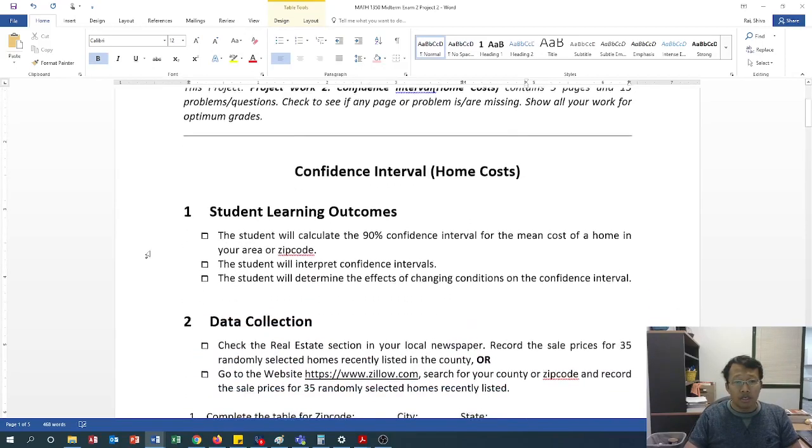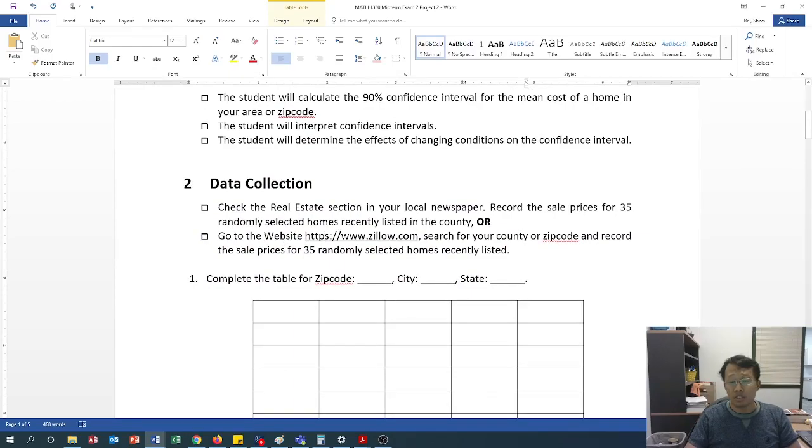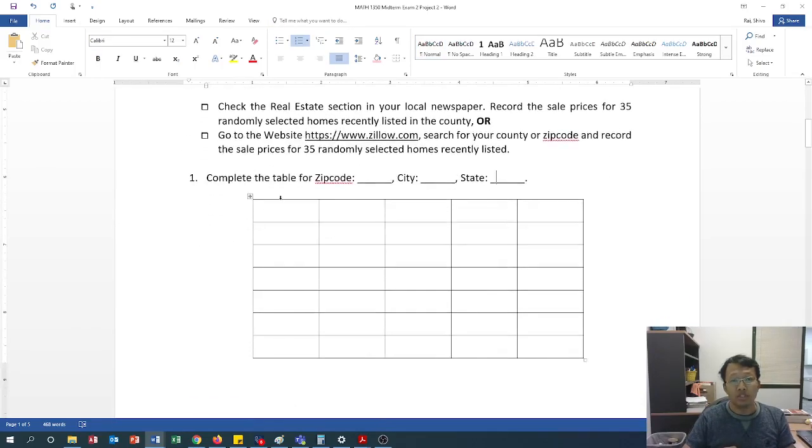First of all, you will go to the website zillow.com and search for your county or zip code, or any zip code that you want to work with. It could be of Ridoso or any place in this country. Write that down over here: zip code, city, and state. You need to come up with 35 different home prices that are listed on zillow.com.